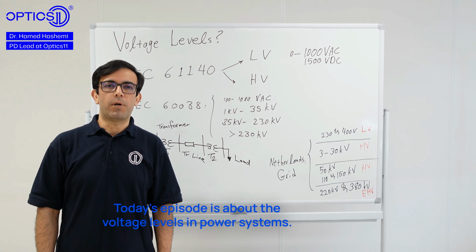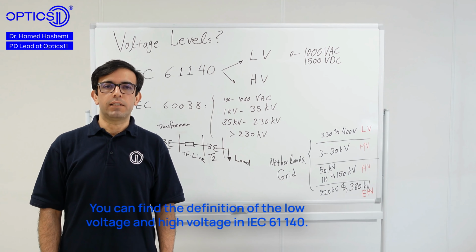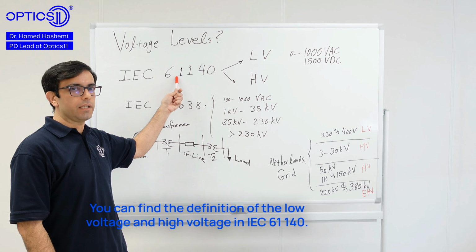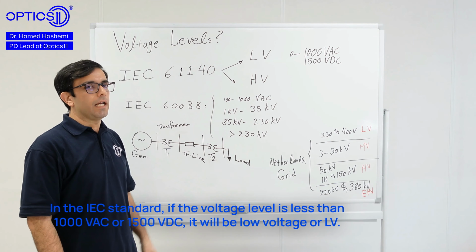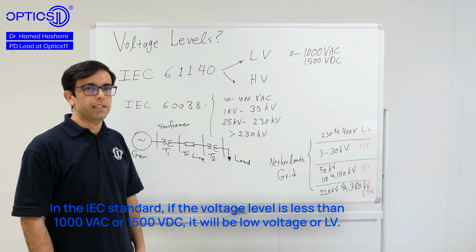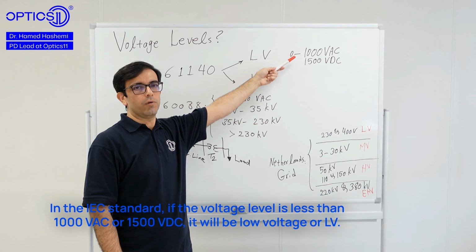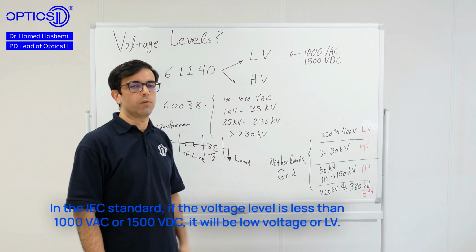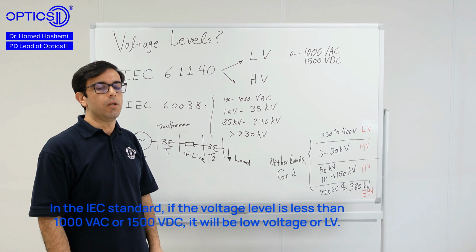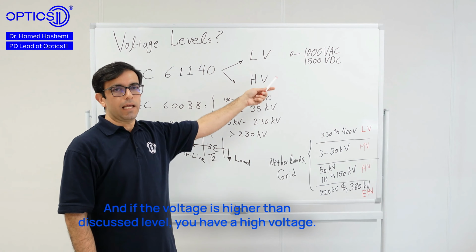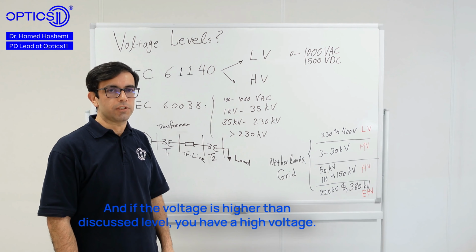Today's episode is about the voltage levels in power systems. You can find the definition of low voltage and high voltage in IEC 61140. In the IEC standard, if the voltage level is less than 1000 V AC or 1500 V DC, it is low voltage, LV. And if the voltage is higher than that level, you have a high voltage.